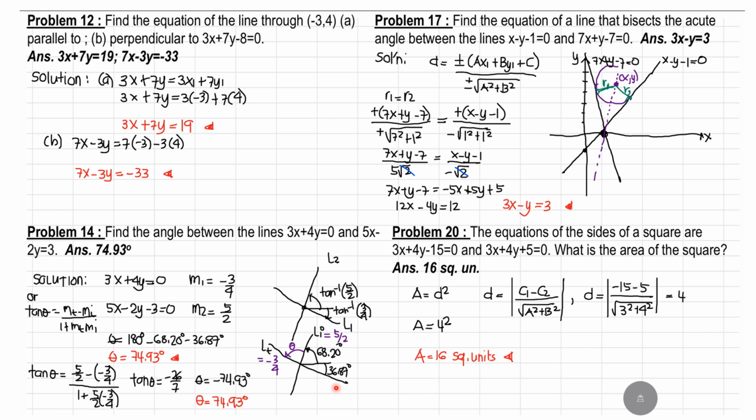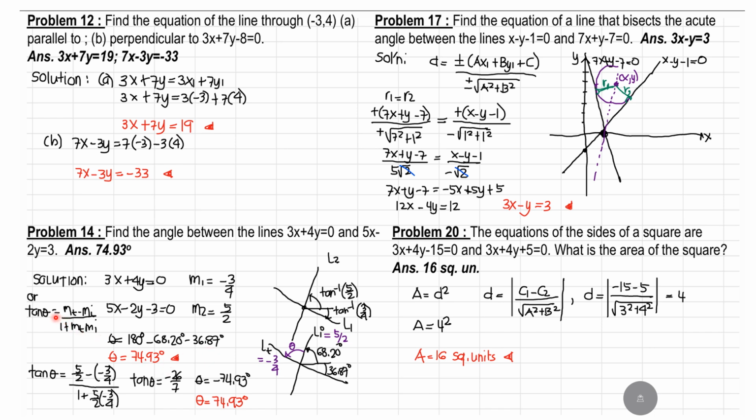So inverse tangent of 3/4 is 36.87 degrees, while inverse tangent of 5/2 is 68.2 degrees. If we add these two angles, that's more than 90 degrees. Therefore, this is the obtuse angle, and the acute counterpart theta is 180 degrees minus 68.2 degrees minus 36.87 degrees. So it is 74.93 degrees.